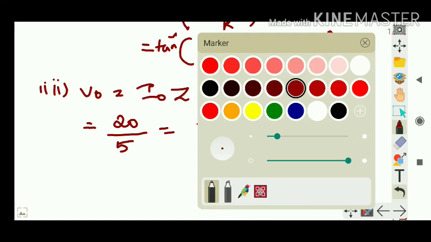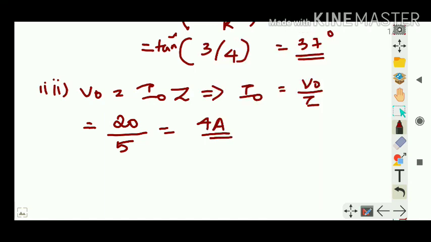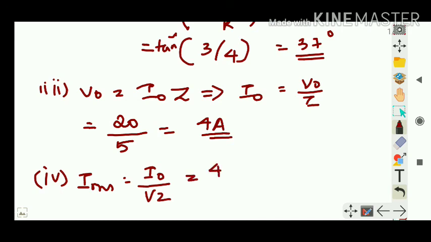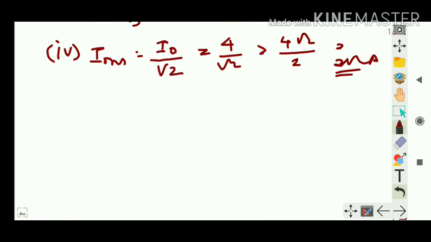Then the next question which is asked, the fourth one, is what is IRMS? RMS current. RMS is 1 by root 2 times peak current. What is peak current? 4 divided by root 2. You can write it as 4 root 2 by 2, or it is 2 root 2 ampere, right? Simple.